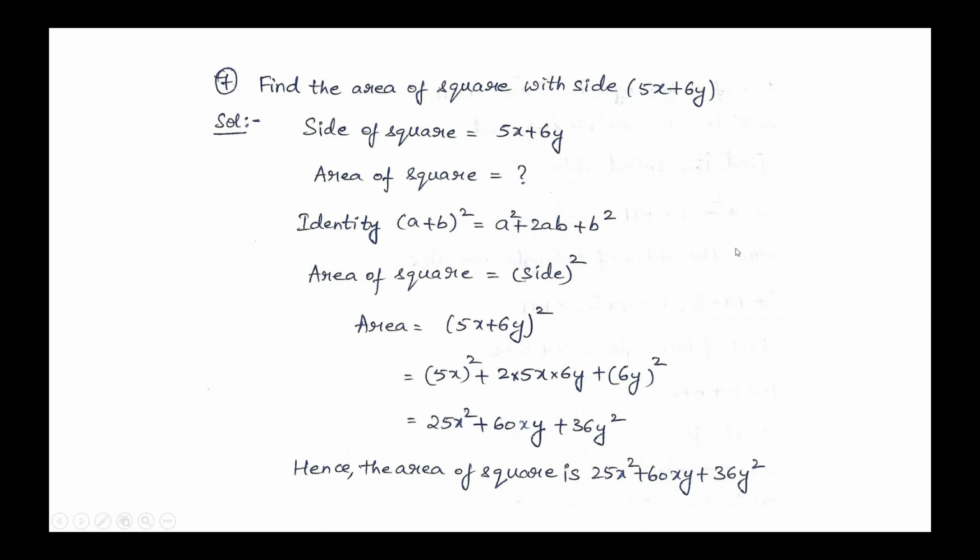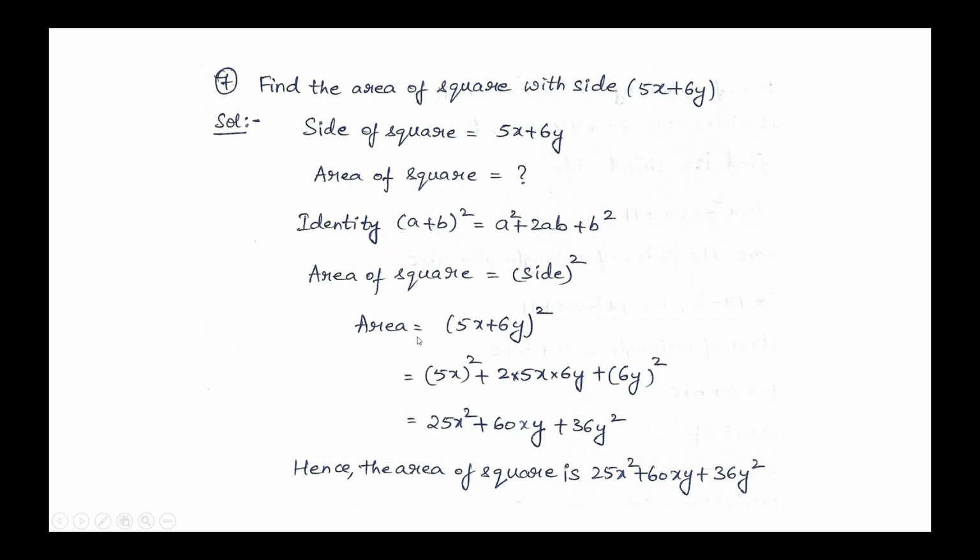The seventh question is, find the area of a square with side 5x plus 6y. The solution is, it's given that the side of the square is equal to 5x plus 6y. We need to find the area of the square. We know that area of a square is equal to side square. We know the identity (a plus b) whole square is equal to a square plus 2ab plus b square. So let's solve it using this identity.